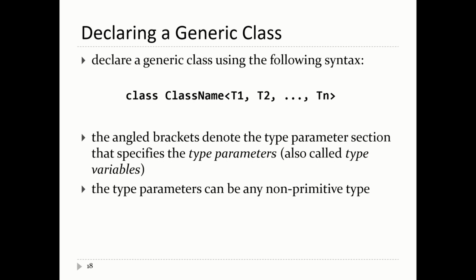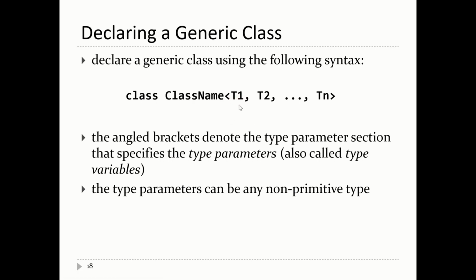All right, so how do you make one of these classes? Because we need to do this now. To create a generic class, you just have to specify some types. The way you do that is: class, name of the class, angled brackets, and then your types separated by commas.